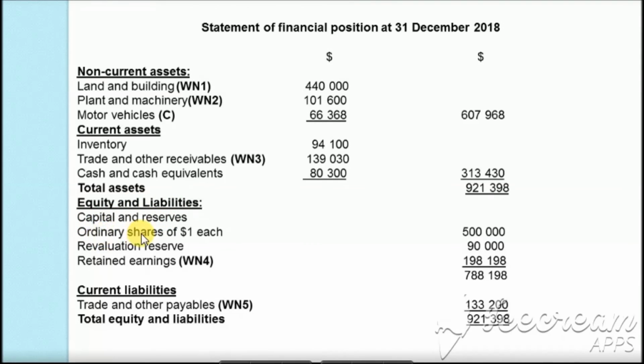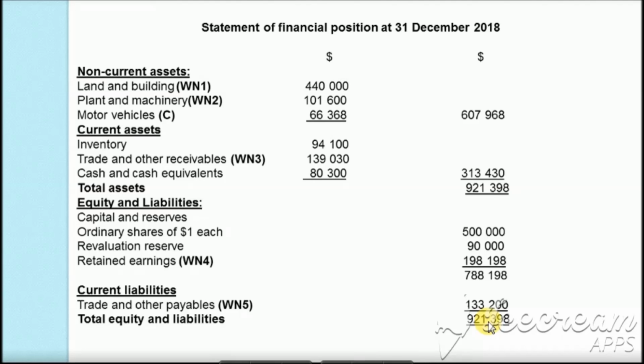Then we have the equity and liability, in which we have the capital and reserves. In this we have ordinary shares of $1 each, which was given as $500,000. Then we have revaluation reserve, which is $90,000. Then we have retained earning, which was calculated in the fourth working notes, and we get the total capital and reserve as $788,198. Then we have current liabilities, in which we have trade and other payable, which was calculated in the fifth working notes. Once we add these two, we get the total equity and liability as $921,398, as both the total assets and the total equity and liability tally.